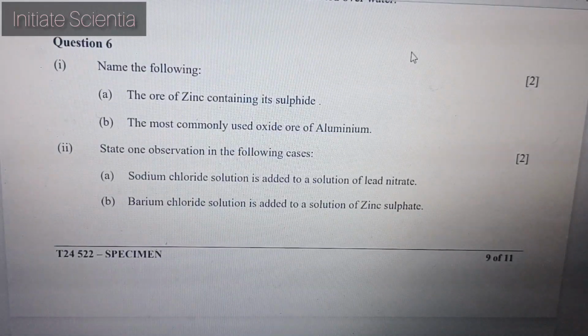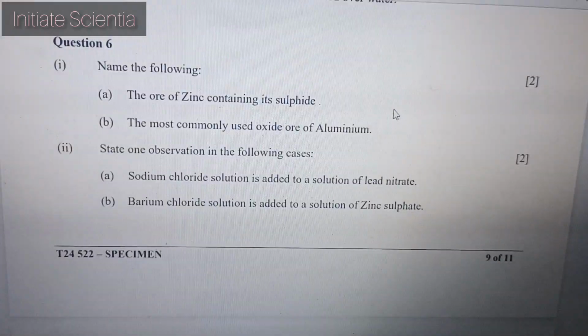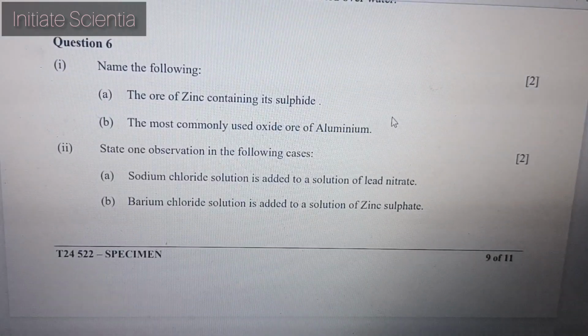Name the following: the ore of zinc containing its sulfide. Zinc blende, ZnS. The most commonly used oxide ore of aluminium. Bauxite, Al2O3. State one observation in the following cases.